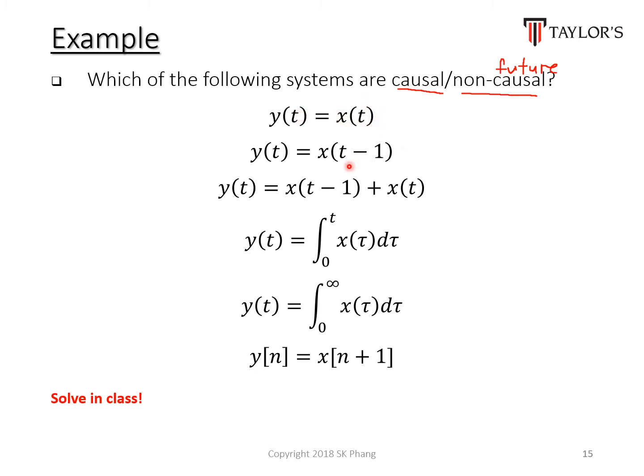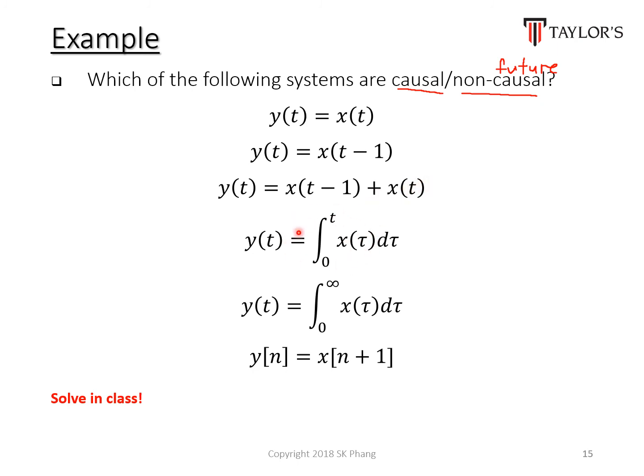The second example, y(t) equals x(t minus 1). As long as you have a minus here, it means that this is a past input. So the current output y(t) depends on the past input. So this is again a causal system. Then the third example, y(t) depends on the past input and the present input. So again, it's a causal system.